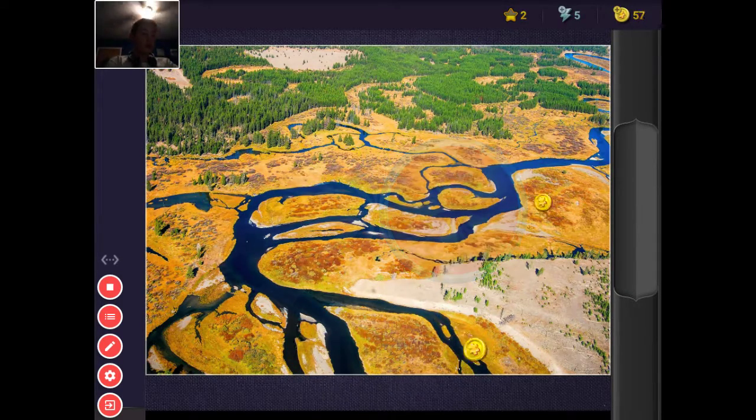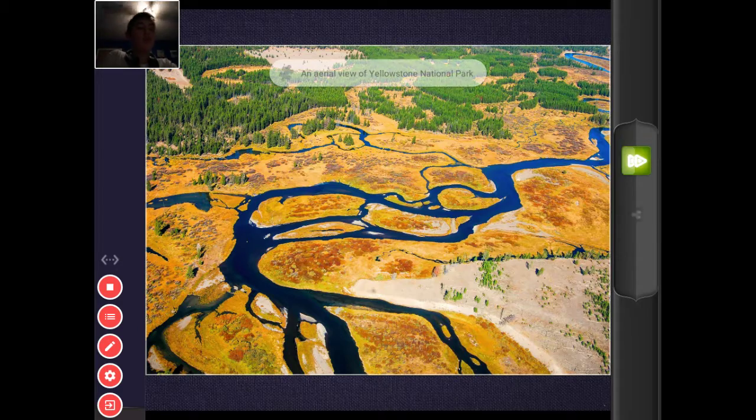Let's take a look at this puzzle real quick. There it is. So, aerial view of Yellowstone National Park.